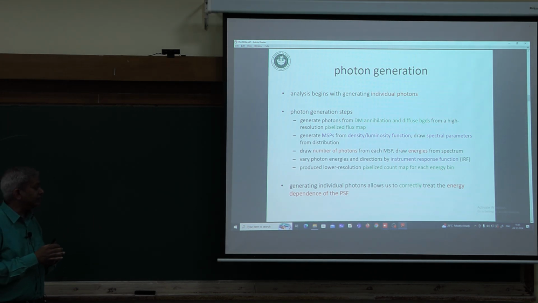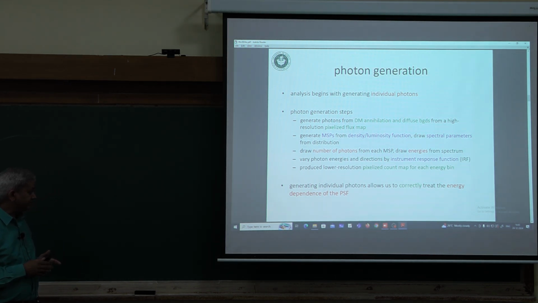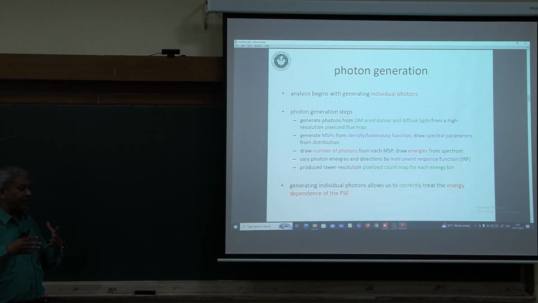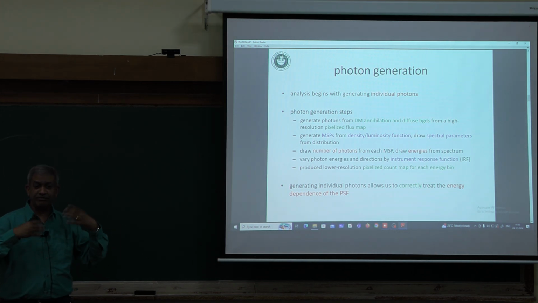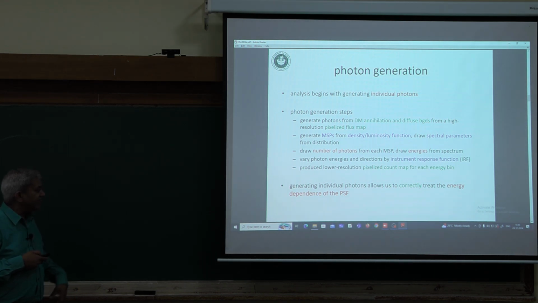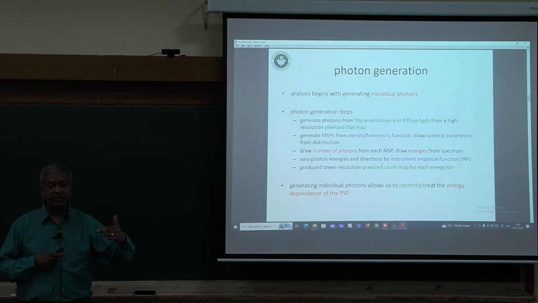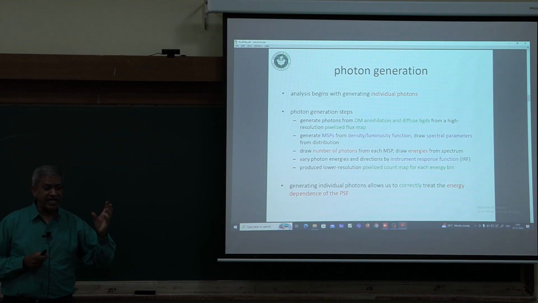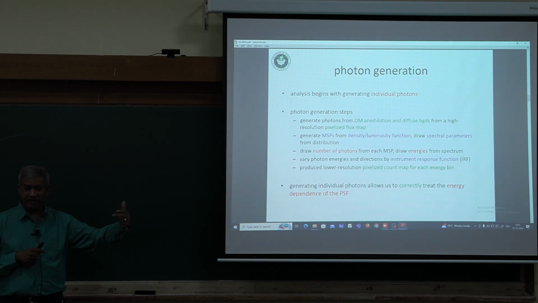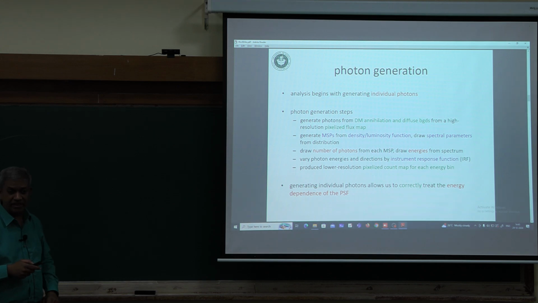And then for each of those photons, you vary its energy and direction using the instrument response function, essentially the energy and angular resolution. And your output from this is going to be a lower resolution pixelized count map in each energy bin. So number of photon counts in each pixel within a given energy bin. Now, one thing I'll mention here is that the fact that you start with generating individual photons allows you to correctly treat the energy dependence of the point spread function. So that's essentially the angular resolution, and that's going to vary with energy. But since you have the true energy of every photon, you can correctly implement how much you smear its direction based on what the energy of that photon happened to be.